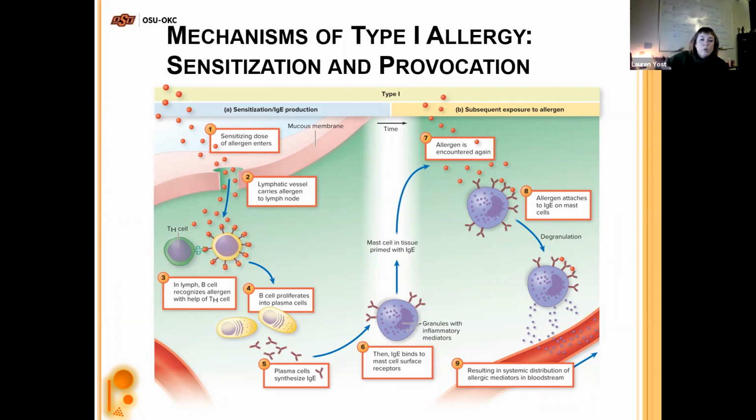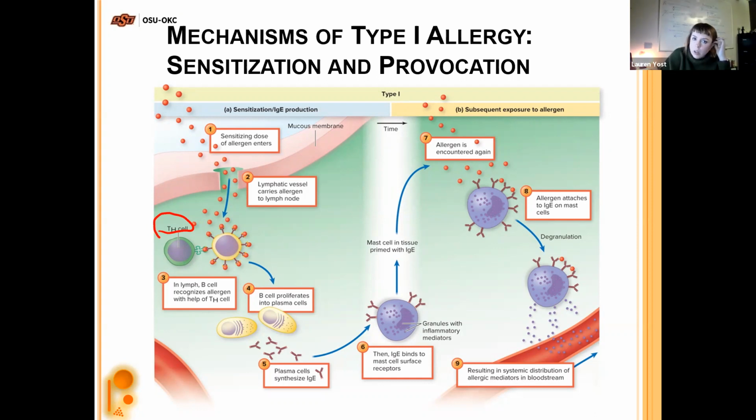Okay, so how do we get to this point? What's happening here? We have a T helper cell. Remember, they activate our other cells, right? And we have this allergen that's come along, and it started to interact with the T cell, B cell.